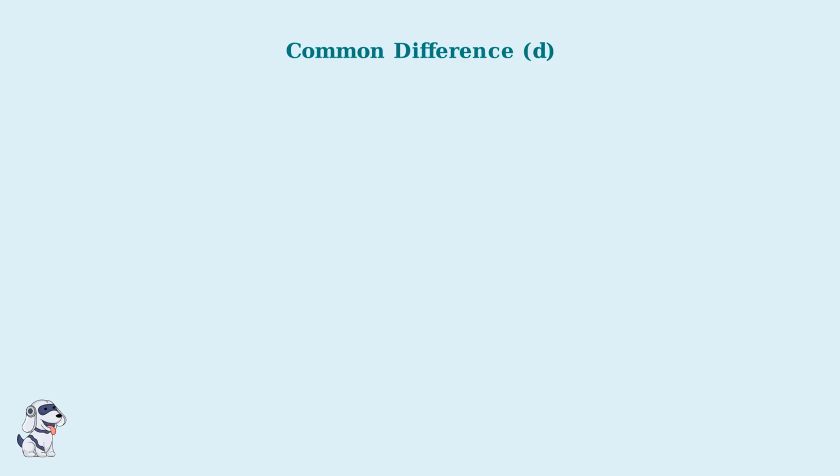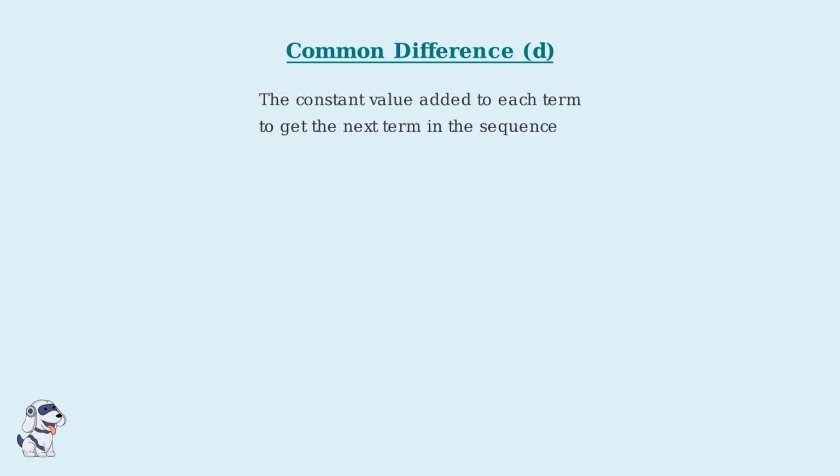The common difference is the key characteristic that defines an arithmetic sequence. It's the constant value that we add to each term to get the next term in the sequence. To find the common difference, we use a simple formula. We subtract any term from the term that follows it.